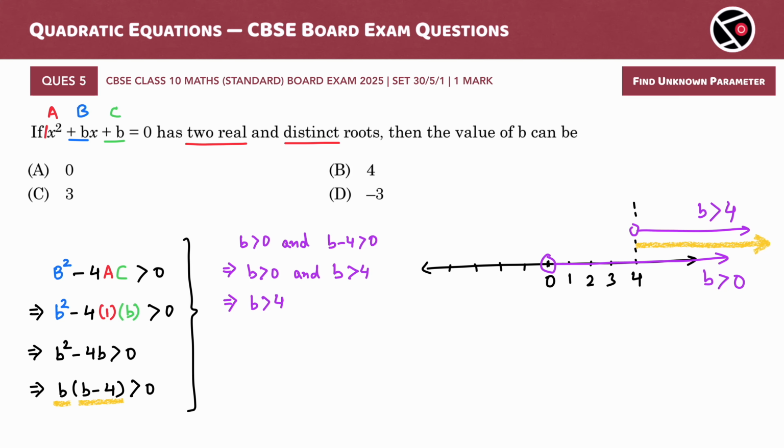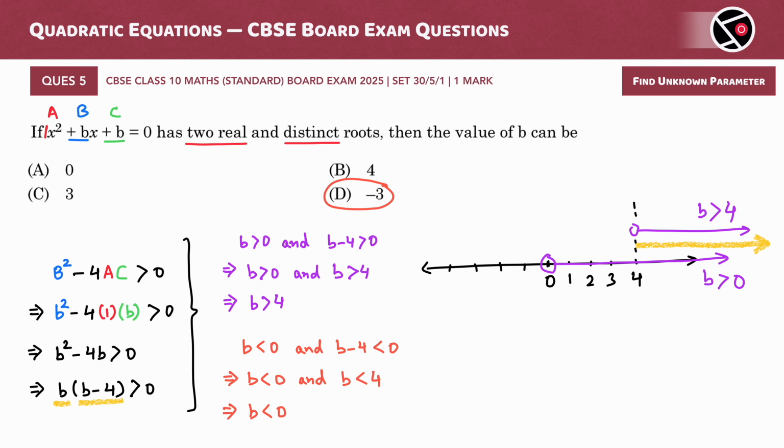Now let's look at the second case. When both factors are negative, b is less than 0 and b minus 4 is also less than 0. We have b less than 0 and b less than 4. Both these conditions are satisfied for b less than 0. b less than 0 is the solution for the second case. The value of b is either greater than 4 or less than 0. Among the given options, only minus 3 satisfies this requirement. D is our choice.